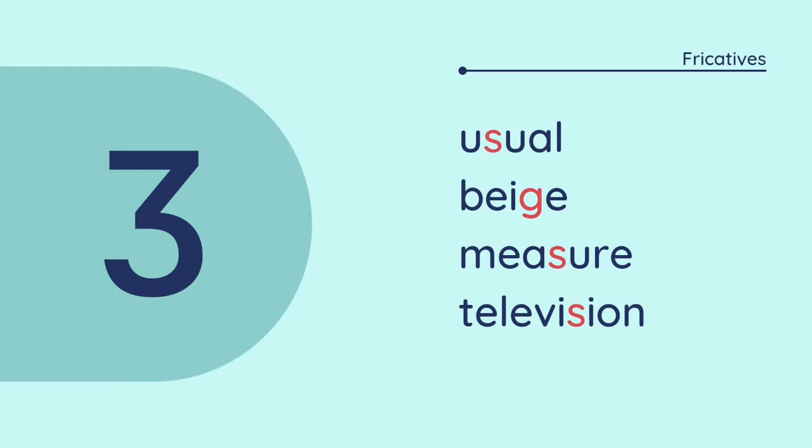It is pronounced as j, as in usual, beige, measure, and television. So it is wrong to say measure with a different sound. It is measure, and then television.